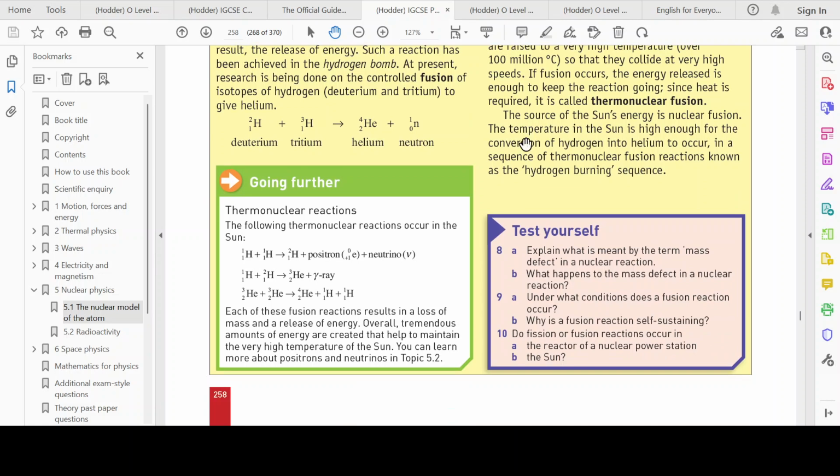And then we talk about the sun. The source of the sun's energy is nuclear fusion. What's happening in the sun is hydrogen is being brought together to make helium. And the temperature of the sun is high enough for that to happen in a sequence of thermonuclear fusion reactions known as the hydrogen burning sequence.